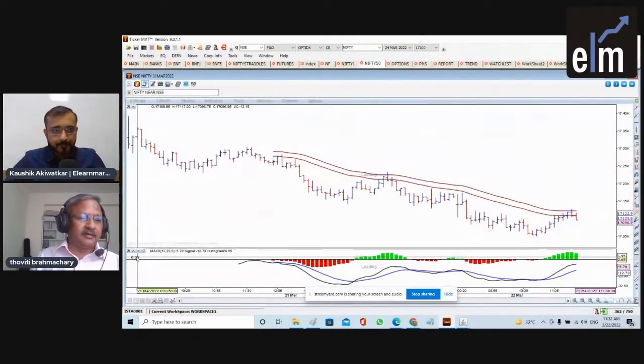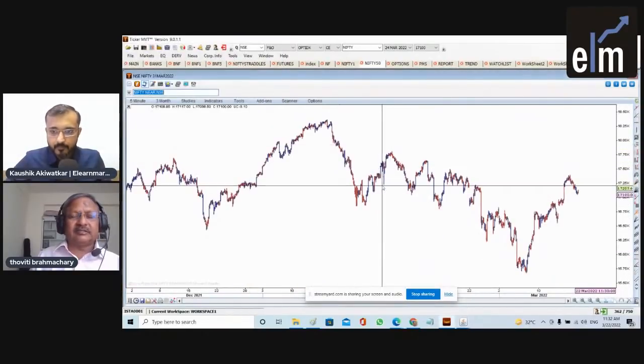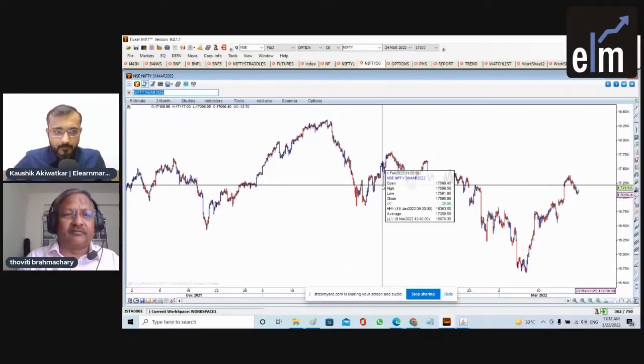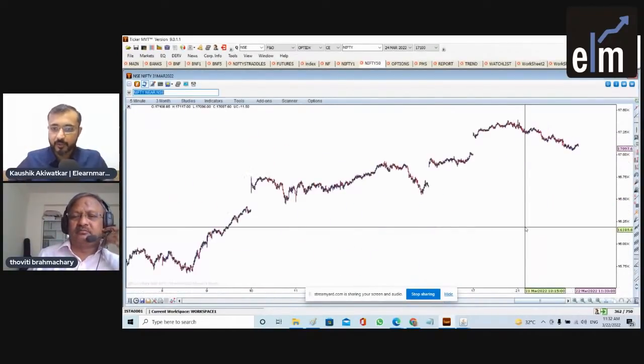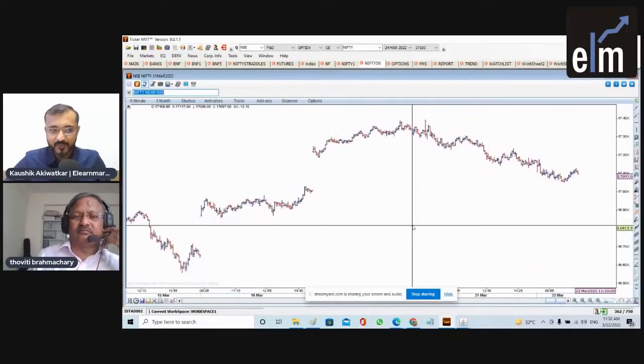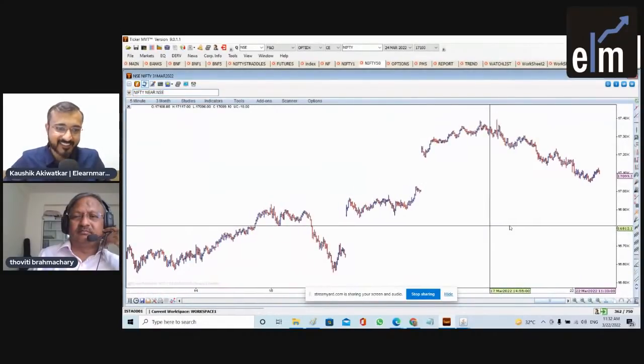I'll remove all the indicators now. So ask them which is their favorite indicator. One or two indicators: one plotted on price, one plotted below the price. So, viewers, you can type in which indicator you use and which indicator you want us to use for our analysis. Sir is very kind that he's asking which kind of indicator.